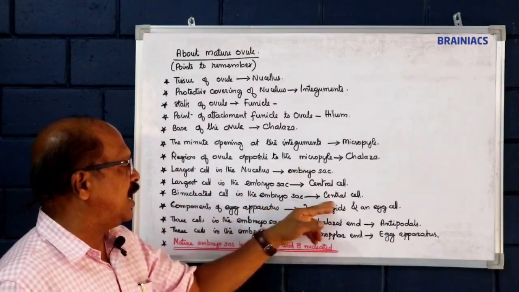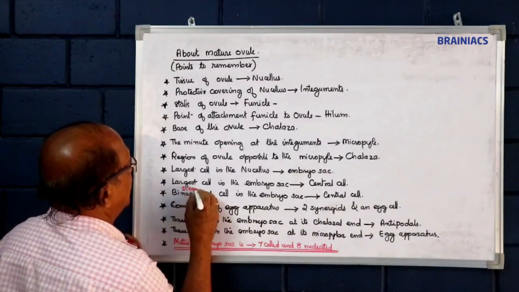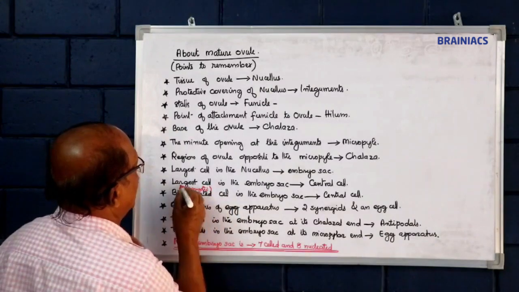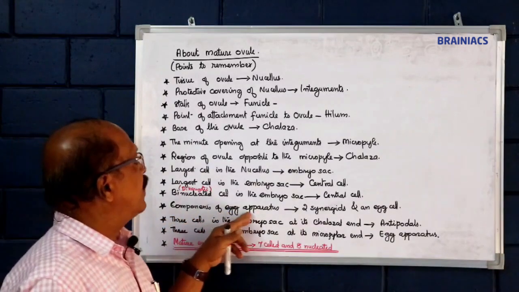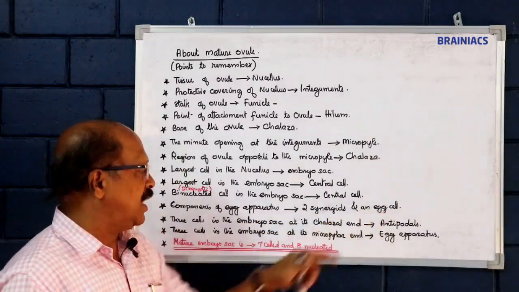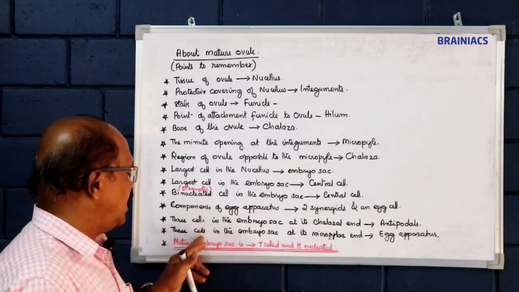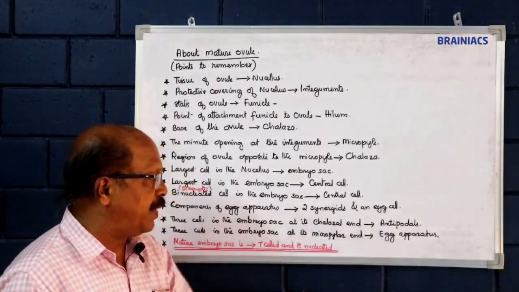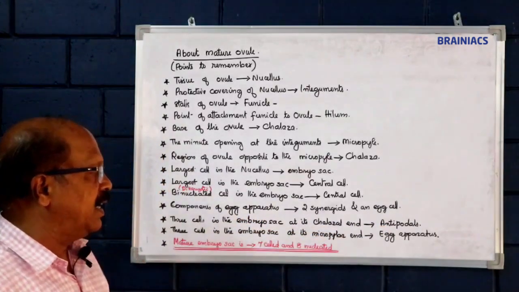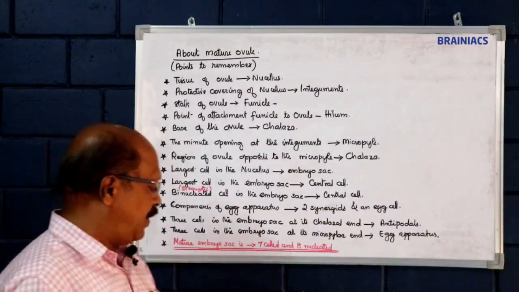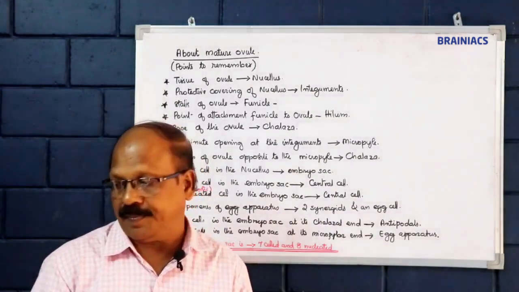Binucleated cell in the embryo sac, central cell, dikaryote. Dikaryotic cell in the embryo sac, central cell. Components of the egg apparatus, two synergids and an egg cell. Three cells in the embryo sac at its chalazal end, antipodals. Three cells at its micropylar end, egg apparatus. Mature embryo sac is 7-celled and 8-nucleated.